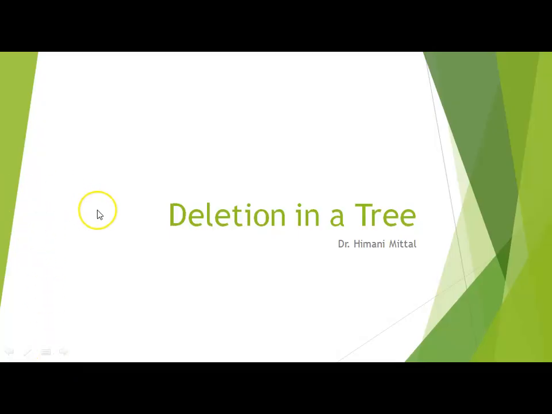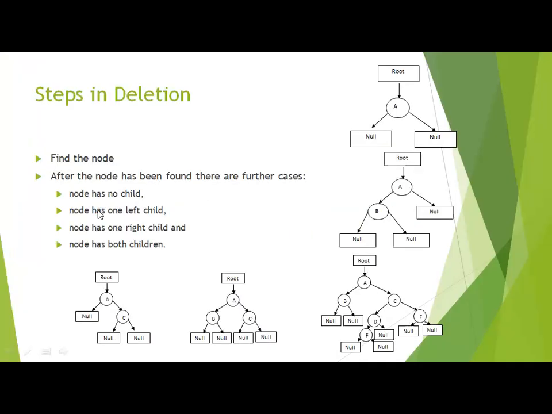When we want to delete a node in a tree, there are two steps in deletion. First, we have to find the node in the tree that we want to delete, and after we have found the node that we want to delete, there are four cases. One case is the node does not have any child, then it has one left child, one right child, or it has both the children.